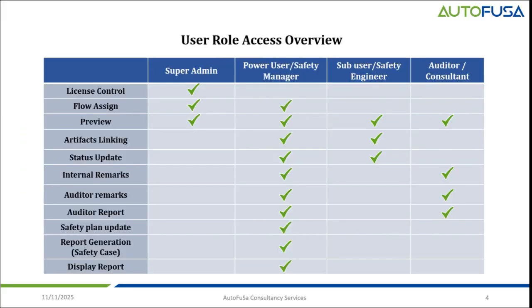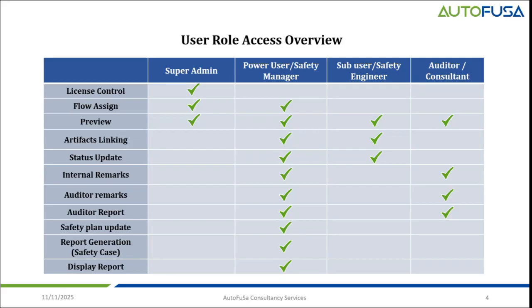So here, tool-wise, we are giving different privileges. The super admin, basically AutoFusa, takes care of license control, flow assignment, and the preview. Whereas the power user, other than license control, can do everything else here. The power user is nothing but the safety manager or project manager in general. Then the sub-user can preview, attach the link, and also update the status. The auditor can also do the preview, can view the internal remarks and auditor remarks, and can also upload the auditor report, right?